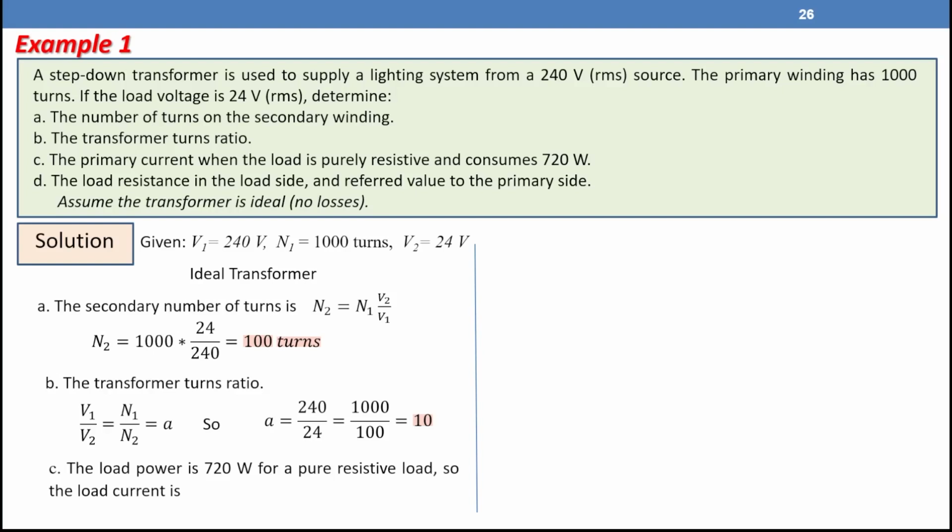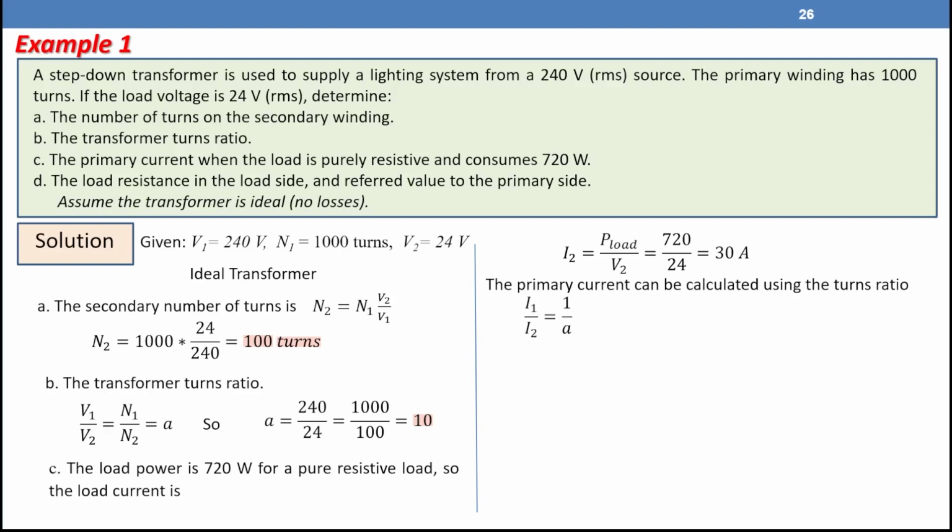So the load power is 720 watts, and we have a pure resistive load. So the current at the load side will be I2 equals P load over V2 equals 720 over 24 equals 30 ampere. Someone may say that P should equal V I cosine phi. That one is a pure resistive load, so the power factor is unity. So what about the current in the primary? We are going to use the turns ratio equation where I1 over I2 equals 1 over A. So in this case, I1 equals I2 over A equals 3 ampere.